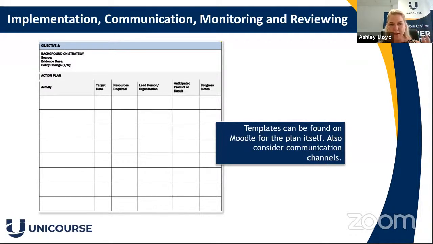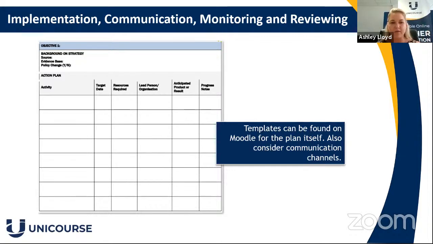Now, when you're looking at implementation, you need to look at who's going to be doing what, what resources are going to be required, who's going to be monitoring that objective, who's going to be the lead person, what's going to be the anticipated result, and any sort of progress notes. So this template can be found in Moodle.